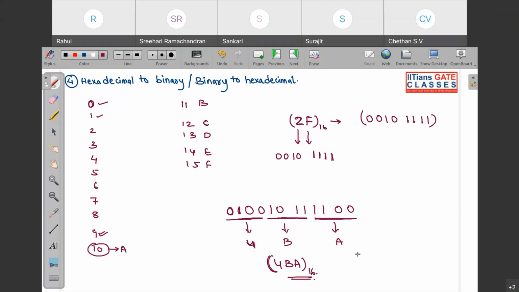Any doubts in this? Sorry, this is 12, right? So 12 corresponds to C, so 4BC. Okay, 4BC.